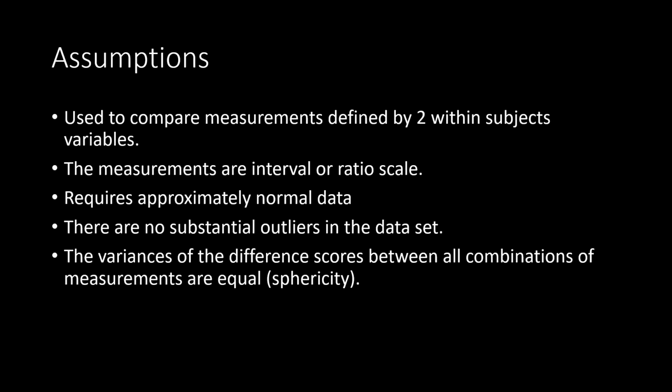For a two-way within subjects ANOVA, we'll need to meet the following assumptions. First, we're comparing measurements defined by two within subjects variables. The measurements are interval or ratio scale. Our data is approximately normally distributed. There are no substantial outliers in the dataset, and the variances of the differences between all combinations of measurements are equal. This is also known as sphericity.